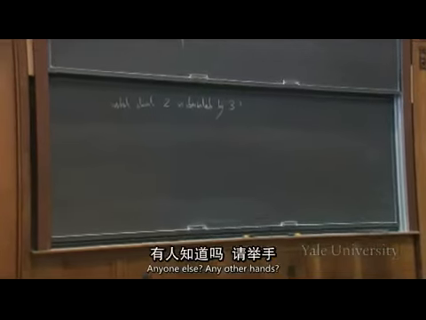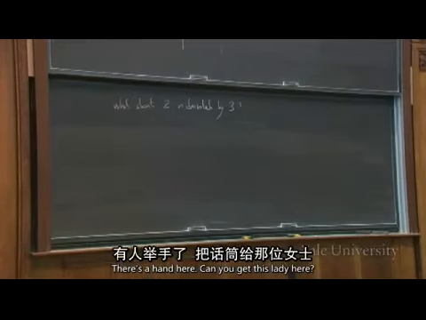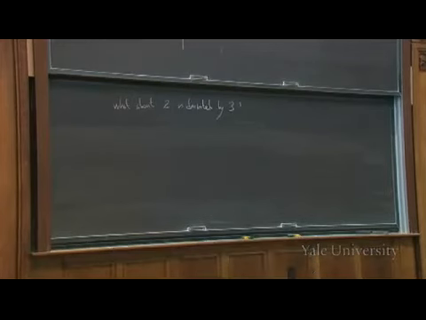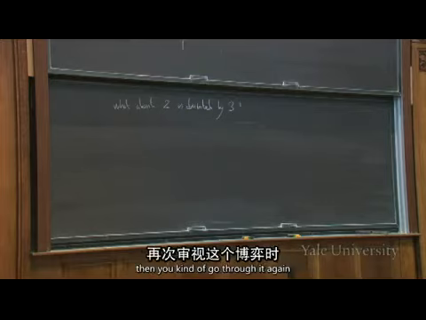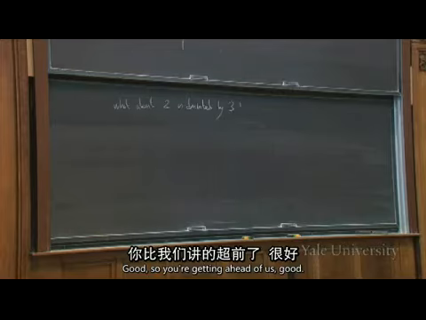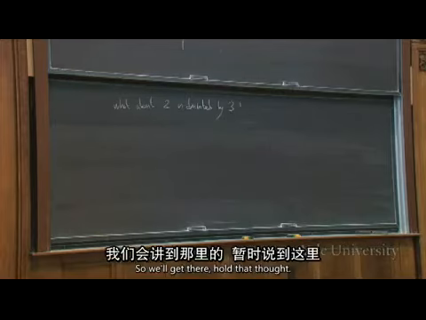Anyone else? Any other hands? There's a hand here. Can you get this lady here? Well, once you delete the dominated strategies, then you kind of go through it again, and then 2 is dominated by 3. All right, good. So you're getting ahead of us. Good. So we'll get there. Hold that thought.